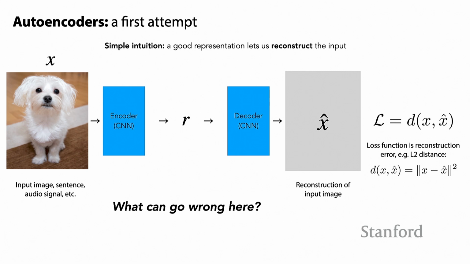If R is larger than X, then the encoder will just memorize the input. Boom. You saw my slides, didn't you?